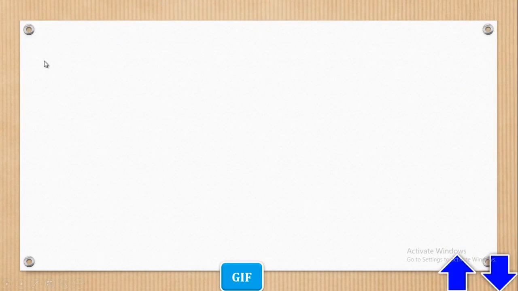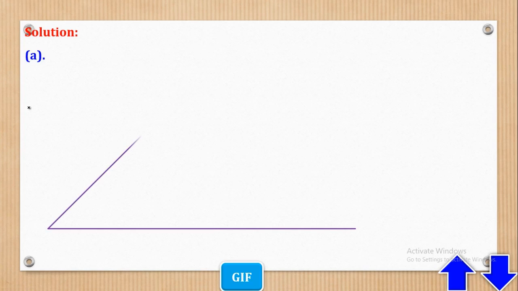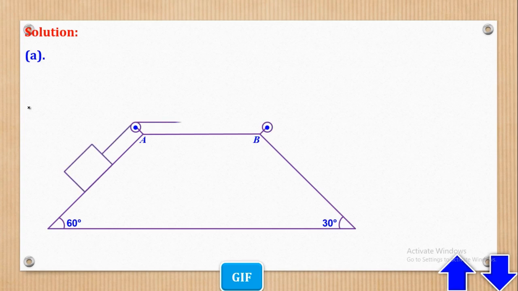In this case, the first thing to do is to redraw the sketch which was given in the question. So let's redraw the sketch. Remember, this first diagram is drawn using a ruler. Okay, so that is the sketch which was given. Next is to now show the forces acting on each particle.